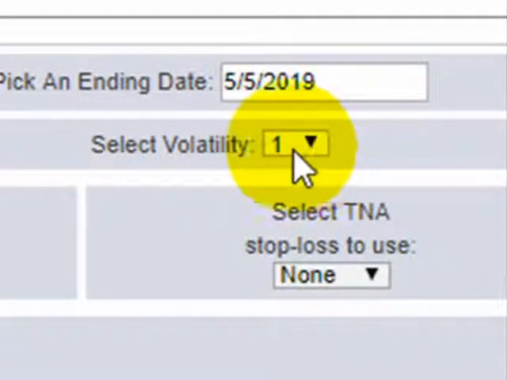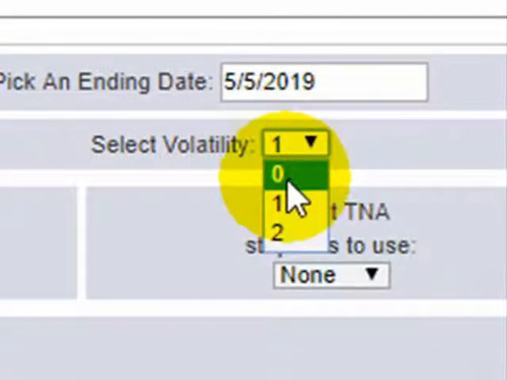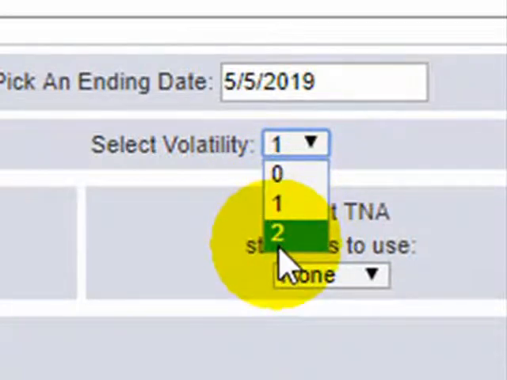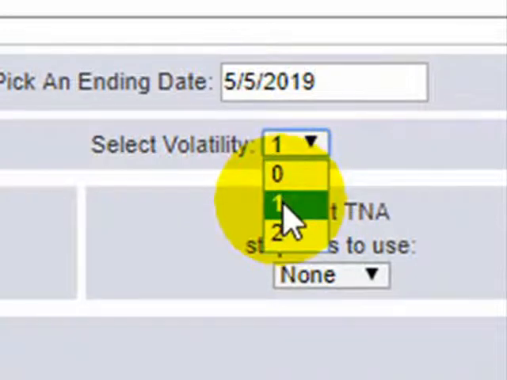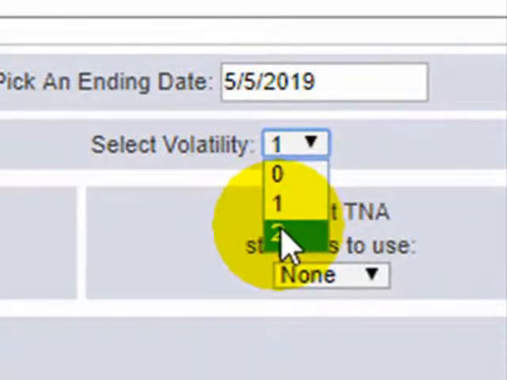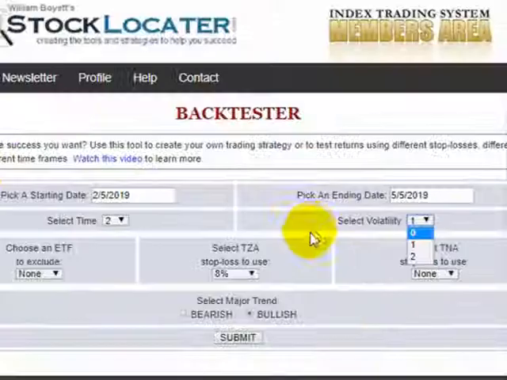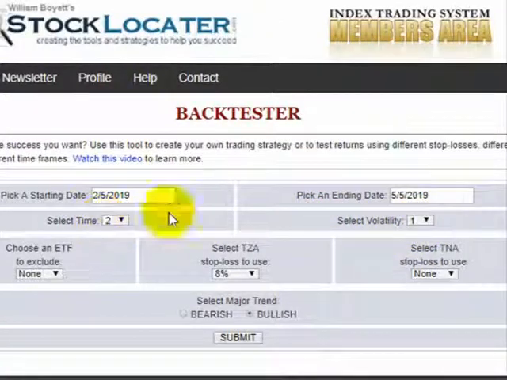Now, the other side is your volatility, and that one has only got 3 different settings. Volatility is how high it takes to go up or how low it'll drop. 0 is small ups and downs, 1 is medium ups and downs, and 2 is bigger ups and downs. So just to give you an idea, when we're using 2-1 here, that's basically a short time frame with a medium up and down. That's what we're going to be testing for.